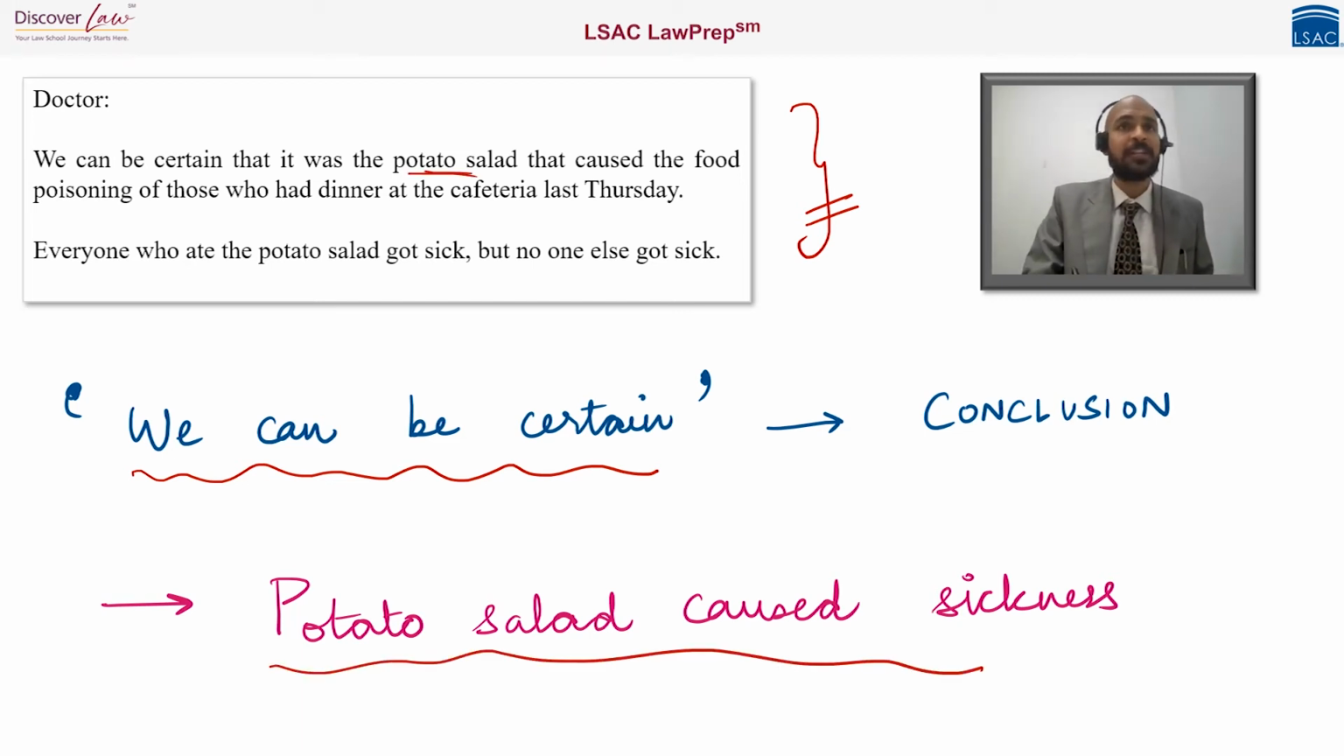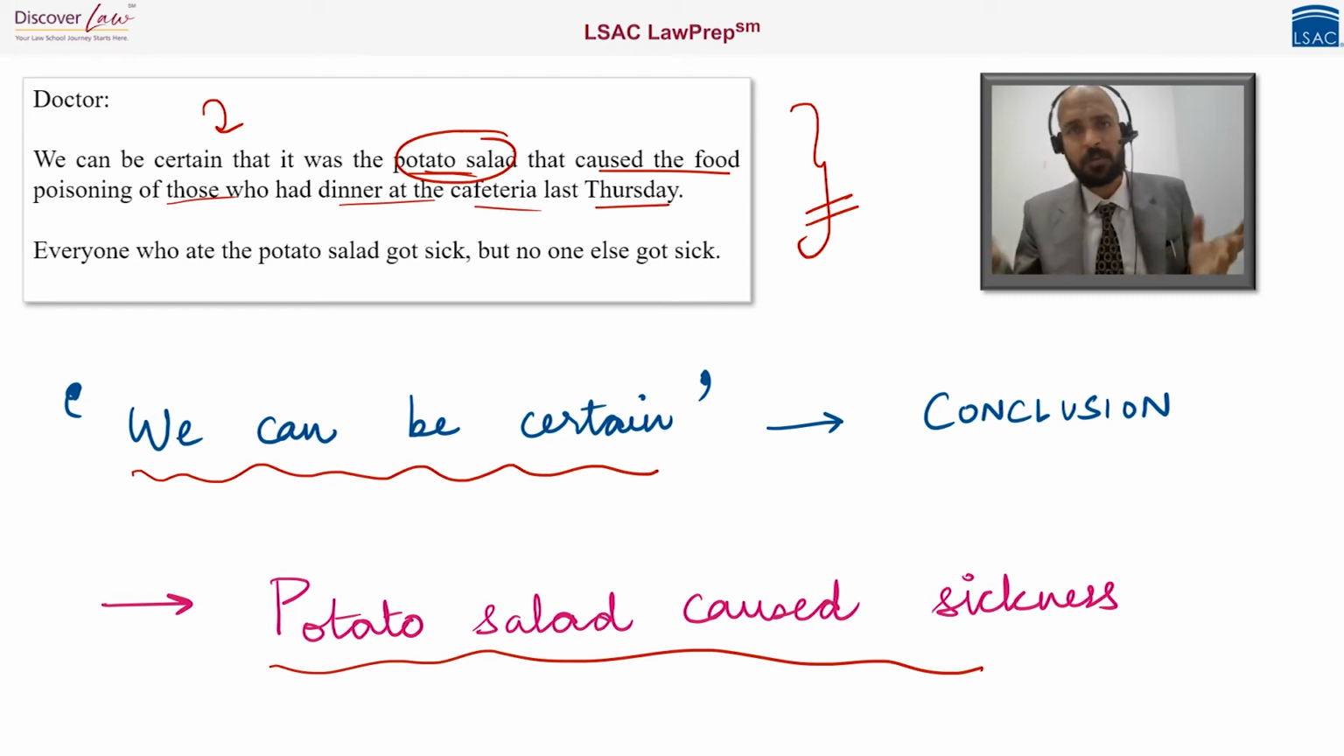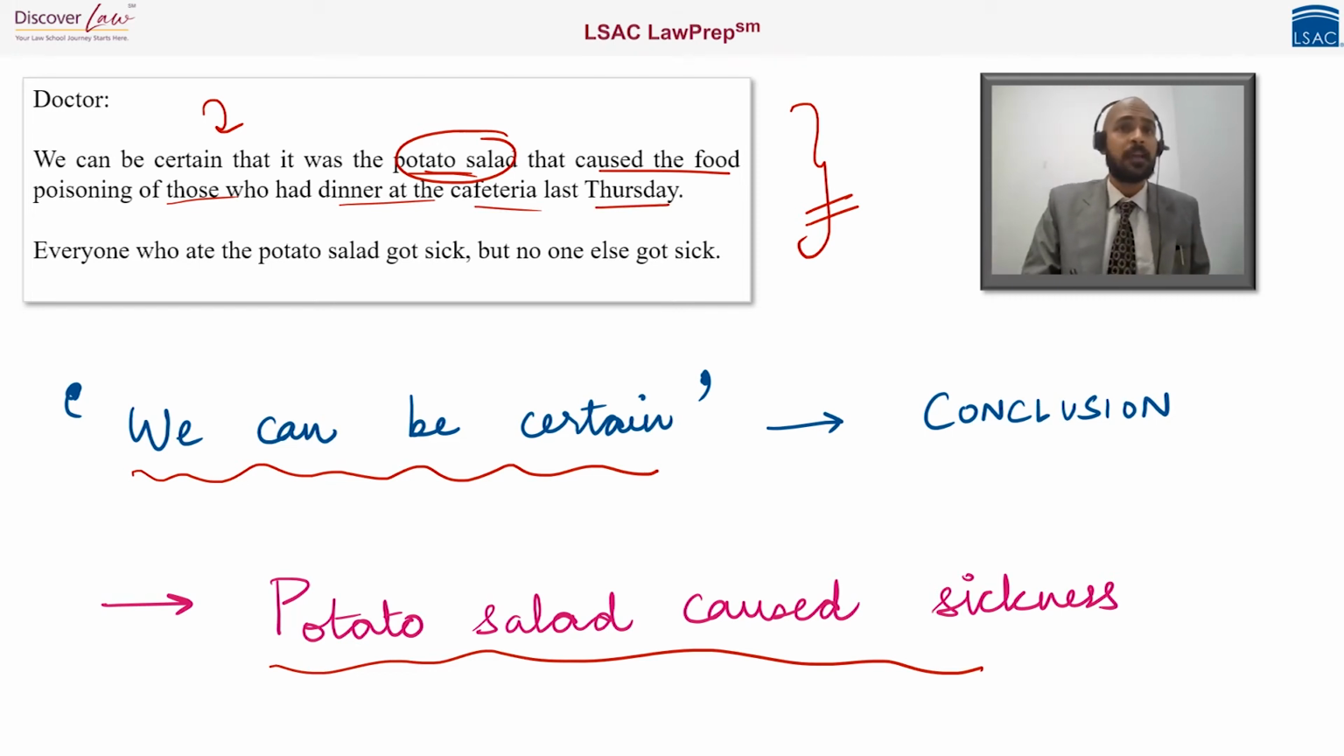So it says we can be certain that it was the potato salad that caused the food poisoning of those who had dinner at the cafeteria last Thursday. And then it goes on to explain why. It says everyone who ate the potato salad got sick, but no one else got sick. What is the assumption in here?